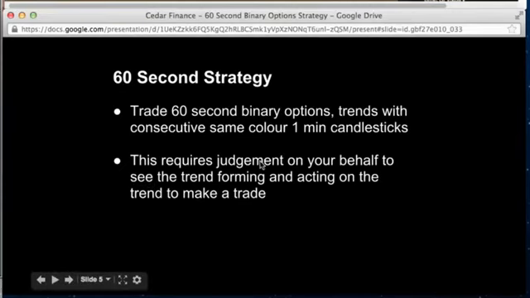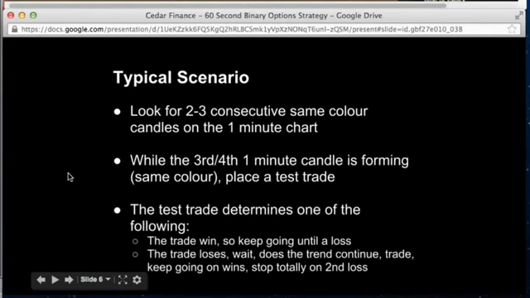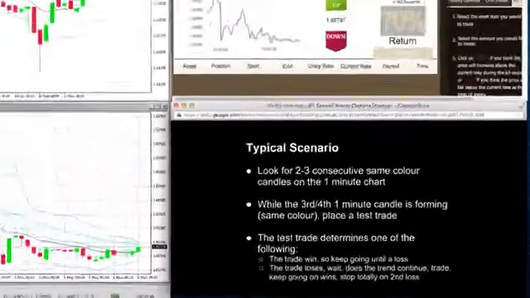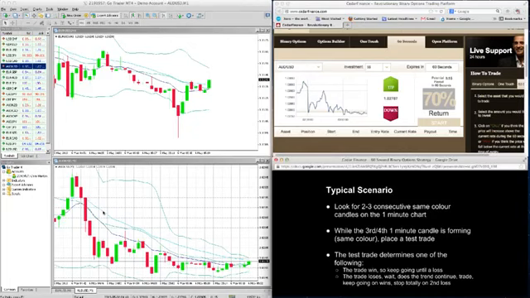This strategy requires judgment on your behalf to see the trend forming and act on the trend to make the trade. A typical scenario is to look for 2 to 3 consecutive same color candles on the 1-minute chart. While the 3rd or 4th 1-minute candle is forming, place a test trade. The test trade determines one of the following to see if the trade wins. If the trade wins, you keep going until you get a loss. So you might be able to get 2 or 3 trades in before you get a loss, so you would have won 75%, which means you're going to win more than you've lost there.